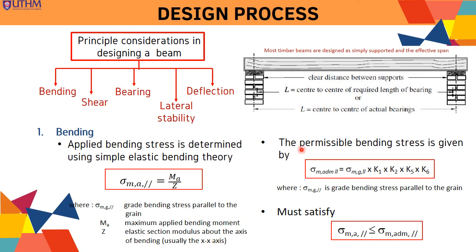Then we calculate the permissible bending stress given by this formula, which is the grade bending stress. This is obtained from the Malaysian Standard, times the modification factors. The modification factors involved are duration of loading K1, K2 is load sharing, K5 form factor, and K6 depth factor. Then we have to make sure that the applied bending stress is less than or equal to the permissible bending stress.